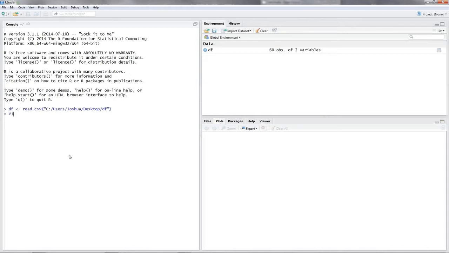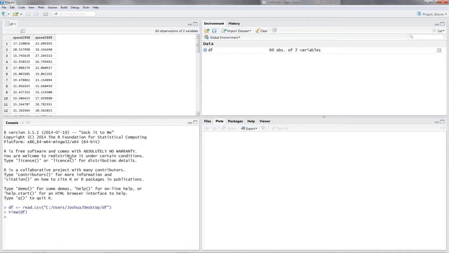Let's view our data. So, View, parentheses, df. Okay, now this is our data. So, this is spending 1958, and this is spending 1959. The first observation, this is not the same family. This is just the first observation in 1958 and the first observation in 1959. So, both our samples are completely independent of each other. Okay, let's attach our data. Attach df. Okay, now we've attached our data.